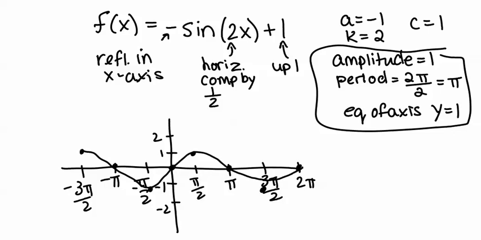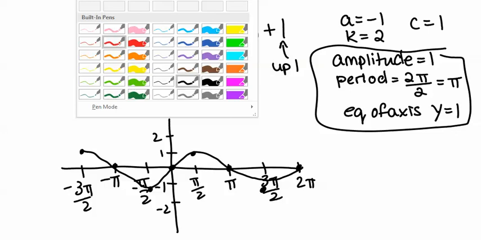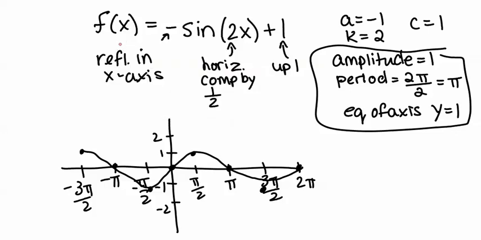So I'm just going to switch colors. Okay, so if I'm going to graph my new points, you can do so by applying your key features. So equation of axis is now at 1. So I know the middle of my graph is going to be here. I also know my graph has to get through an entire cycle by the time it reaches pi. And I know my amplitude is 1, so I'm going to max at 2, and I'm going to have a minimum at 0.